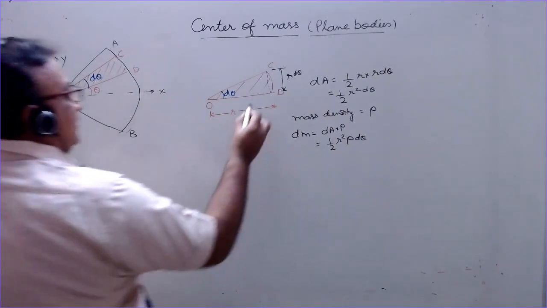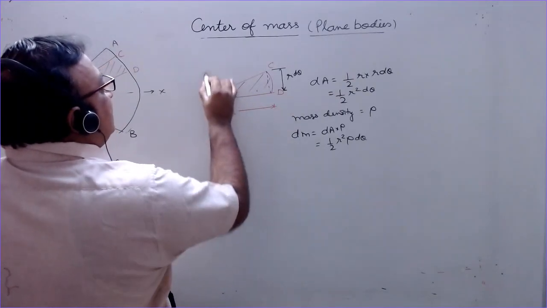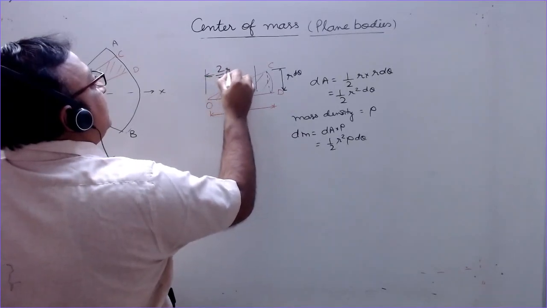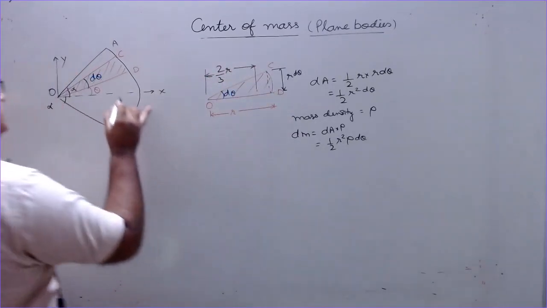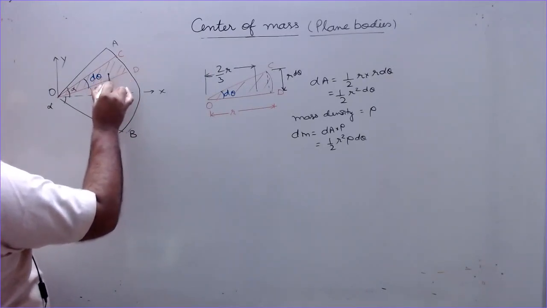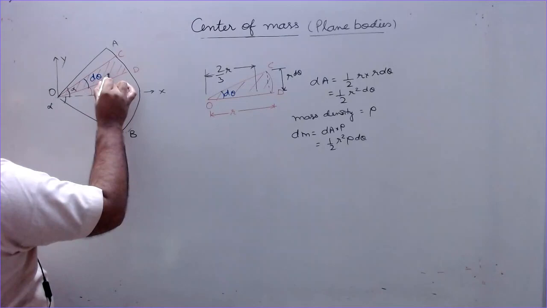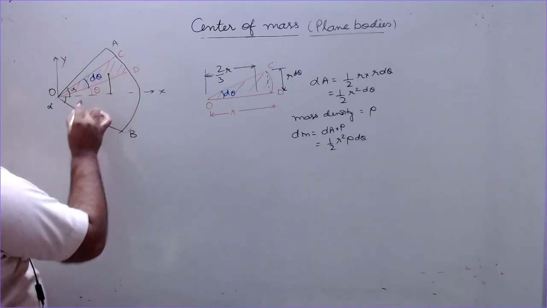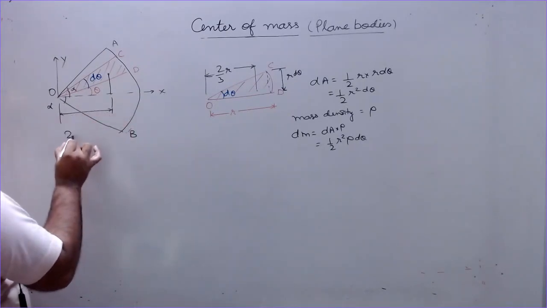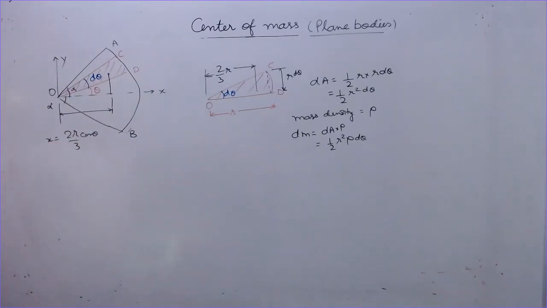Now the center of mass of this right angle triangle, approximately, you know that this is lying at a distance of, total is r, so 2r by 3 from this point. So this is the center of mass. If I drop a perpendicular from this point on the x-axis, then this angle is theta. Up to this point it is 2r by 3. So this distance will be 2r by 3 cos theta. This is the x coordinate of center of mass.